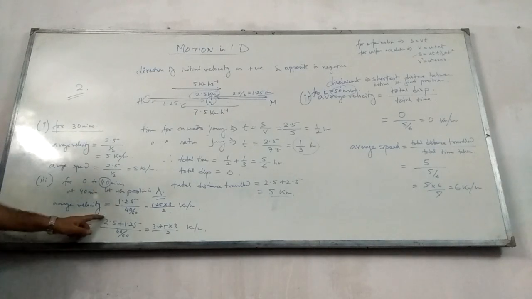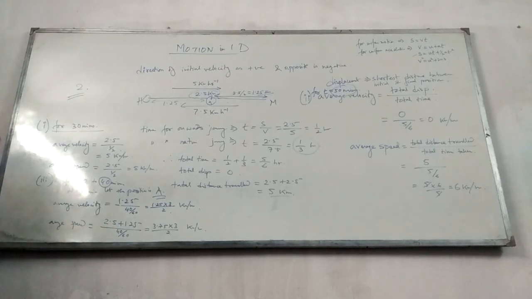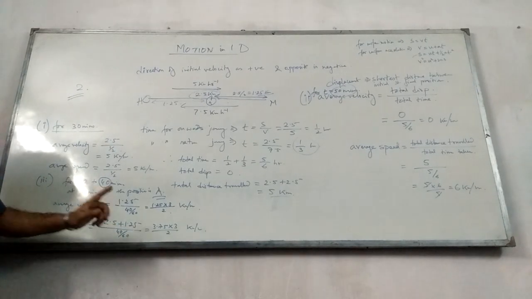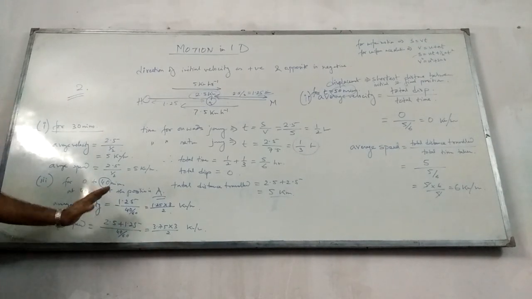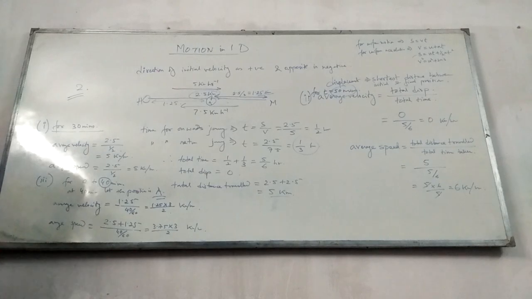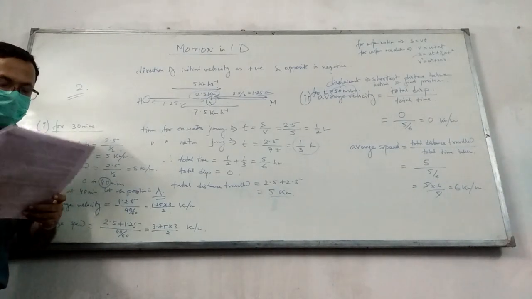Speed is our total distance by total time. Speed is always total distance by total time. Right. 2.5 traveled plus 1.25, plus and divide by total time. Did you understand how average velocity and average speed are different? Good. So we're done with this.